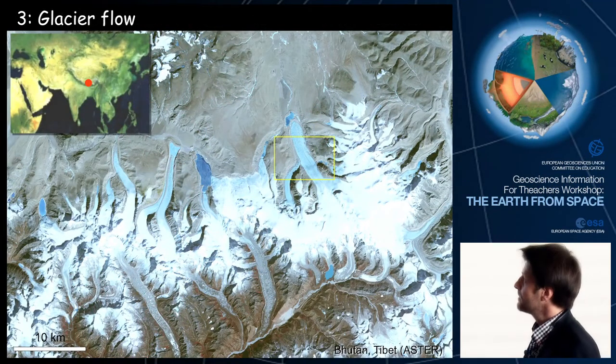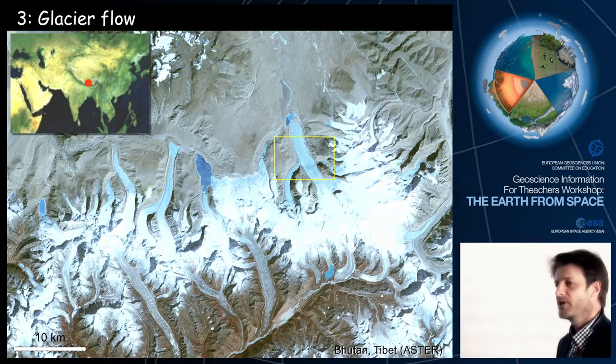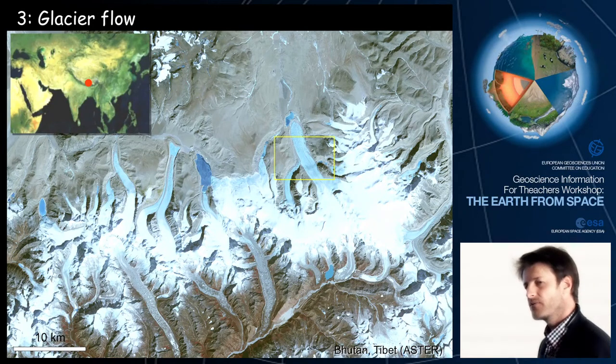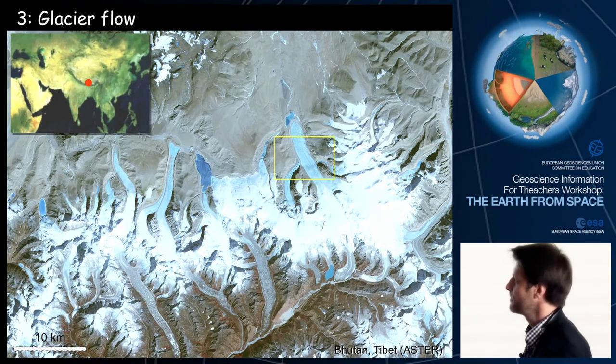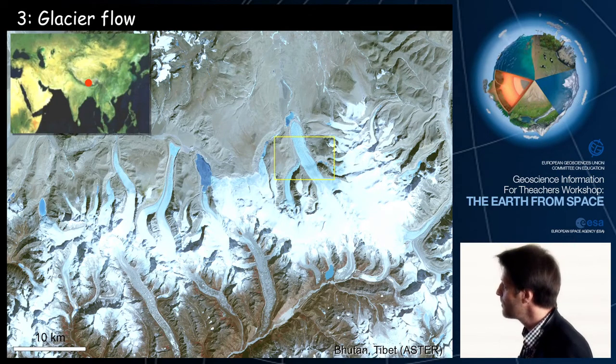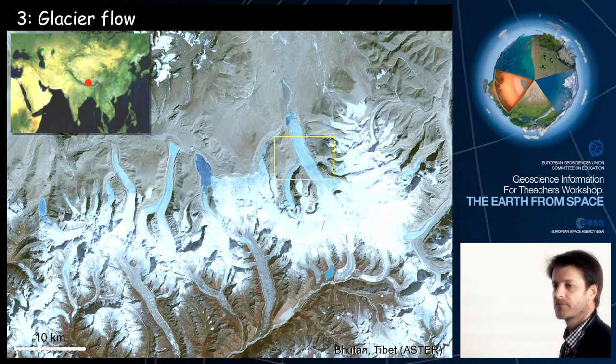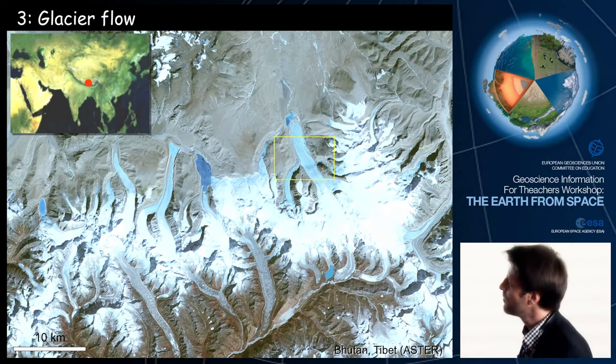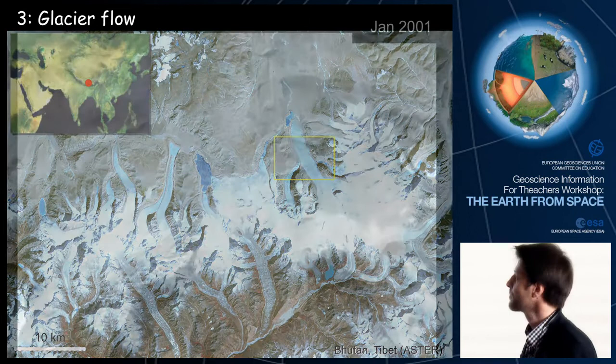A third method is to measure glacier flow. Glacier flow is also a very important parameter, because glacier flow is responsible that ice and snow, which accumulates in the upper regions, the accumulation regions of a glacier, gets to the lower regions, this ice has to flow. This is a transport mechanism which guarantees the balance of a glacier. So glacier flow is important to know, and it's also important to know if the glacier flow changes drastically.